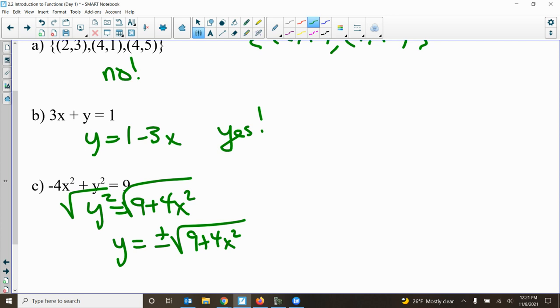2, right? Because if I take x equals 0, it's the square root of 9, which is 3. But it'll be plus 3 or minus 3. 0 goes to positive 3, but it also goes to negative 3, which means this is not a function.